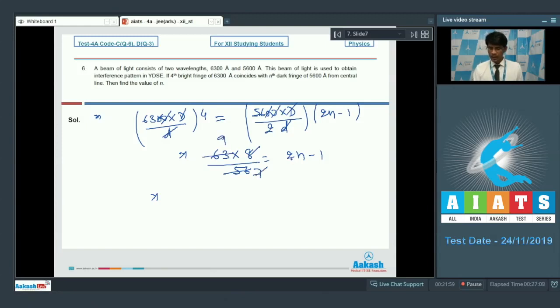So I'm getting n is equal to 5. Is that clear? So for question number 6, our answer is 5. Now we shall proceed to the next question, that is question number 7.